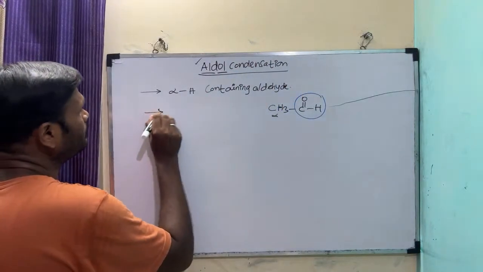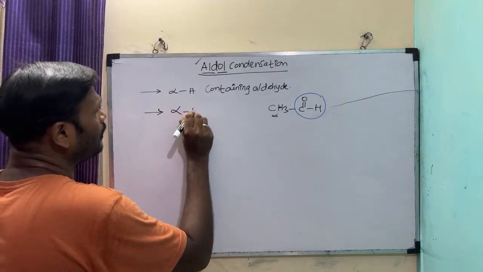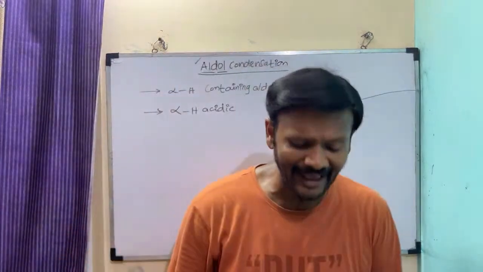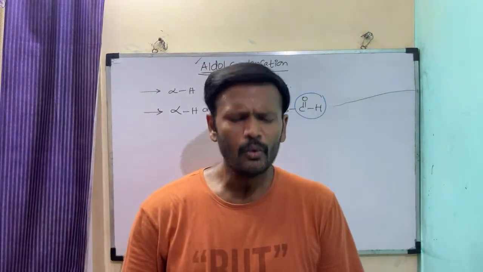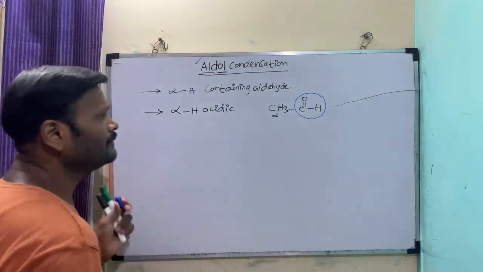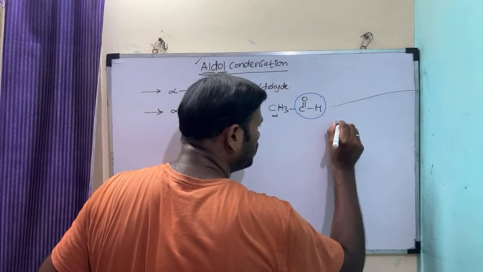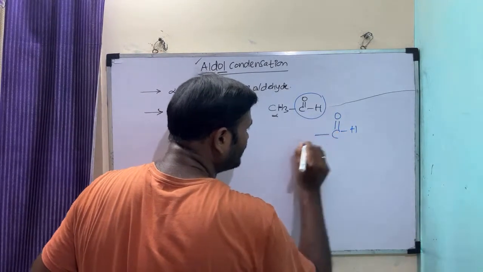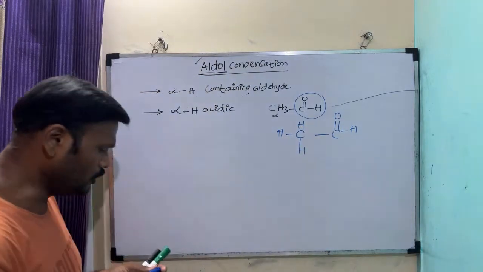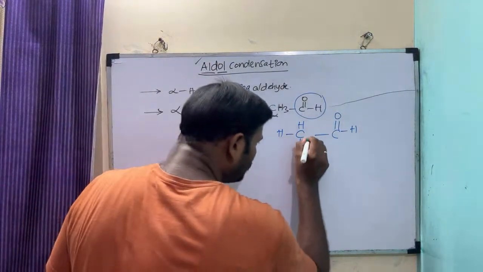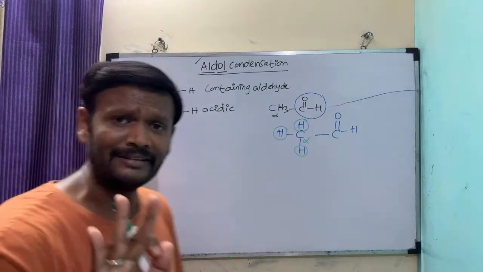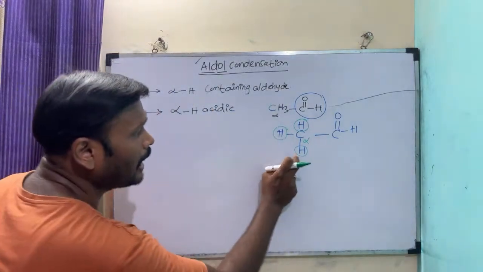And then the second important condition: alpha hydrogen is acidic in nature. Very, very important concept. Why is it acidic in nature? Say for example, when I take the carbonyl carbon, C double bond O H is there, and here the group has hydrogen, hydrogen, hydrogen. Now you know which one is the alpha carbon? This one is the alpha carbon, and we have 3 alpha hydrogens, and these alpha hydrogens are acidic.